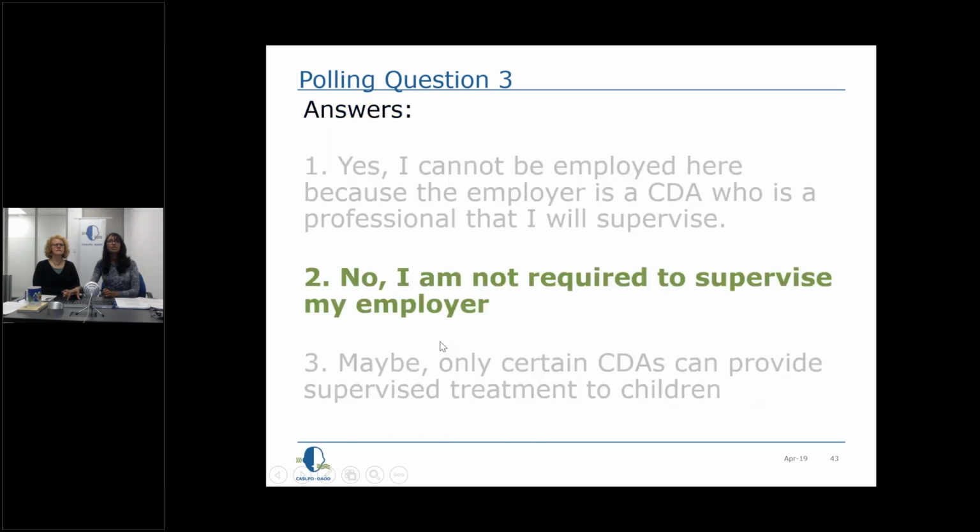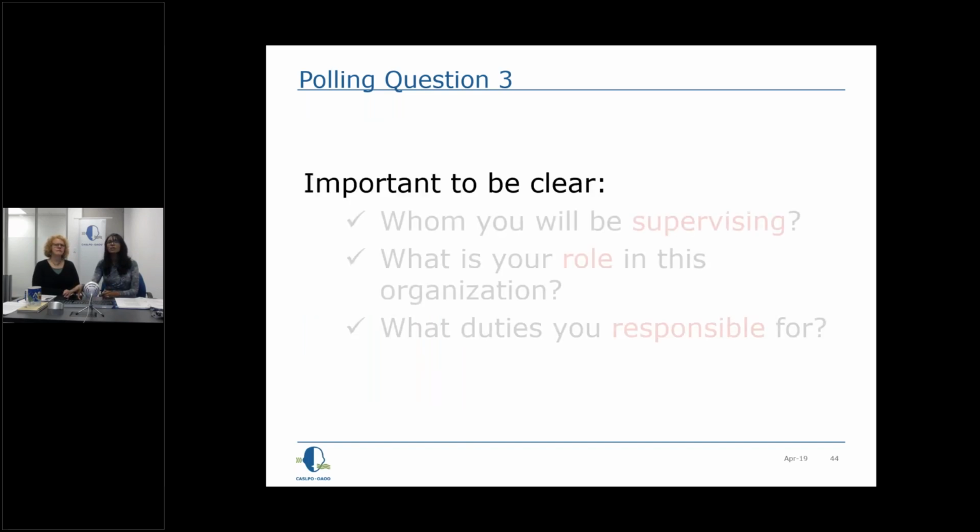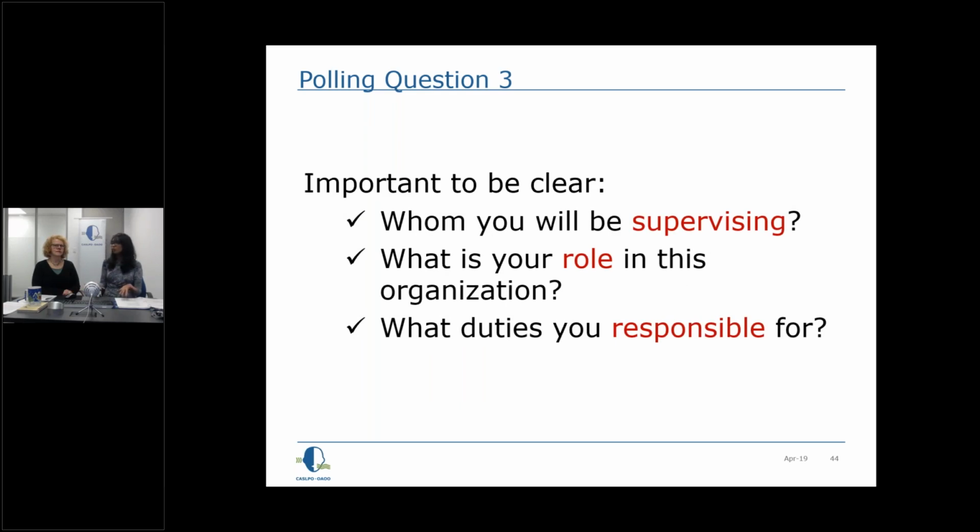So your answer is no, I am not required to supervise my employer. In the scenario that we provided to you, the employer may be a CDA, but in the employment situation that was described, you would not be required to supervise your employer. However, that said, it's always important to be clear whom you will be supervising, what your role is in the organization, and what duties you will be responsible for ultimately.